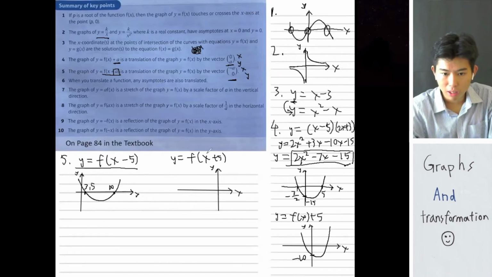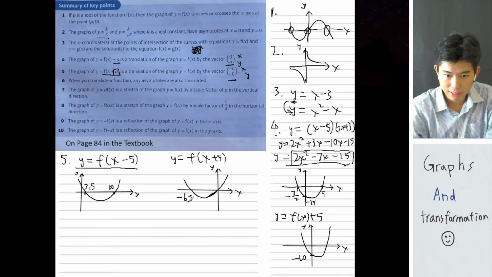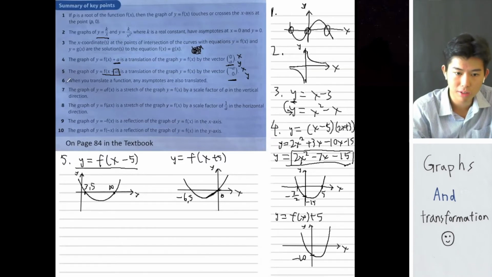And the same here, if we have to move the whole thing to the left, it will look something like this. So minus 3 over 2 minus 5 would be equal to minus 6.5. And 5 minus 5 will be 0, so it will be here. Okay, so move on to part 6 here.